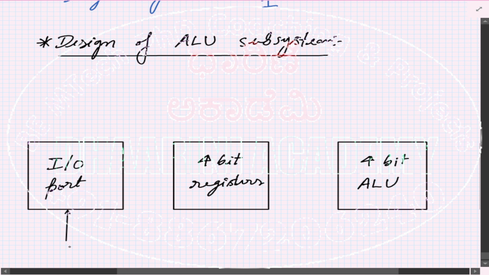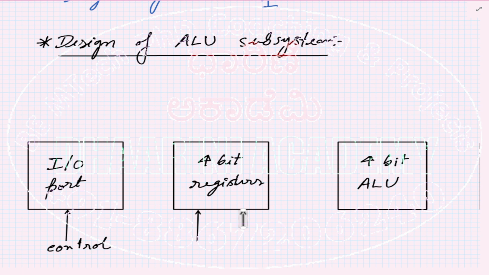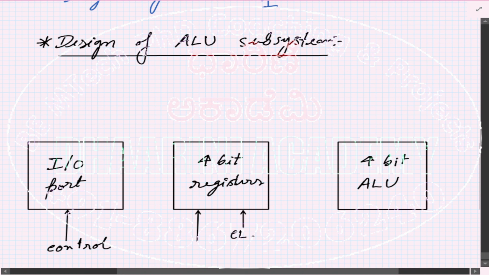So this is control of I/O. Then a control signal, and clock. Control and clock. Okay, then we have the same control and clock for the ALU as well.